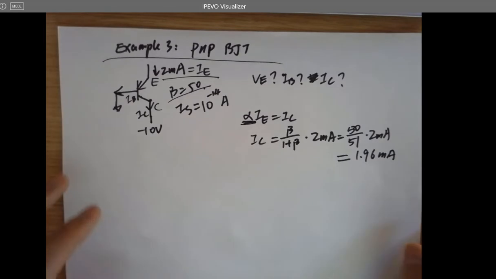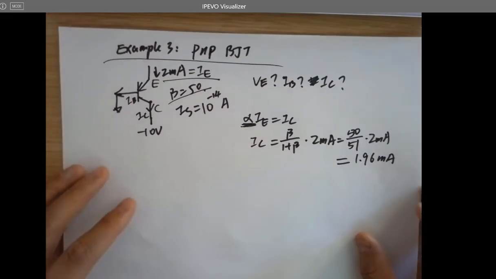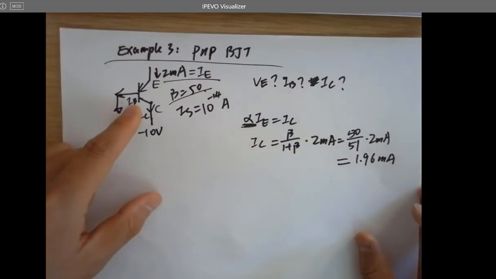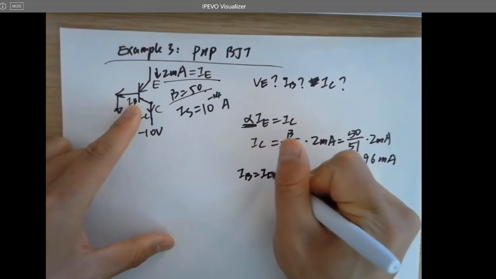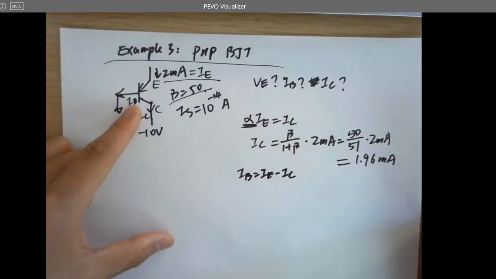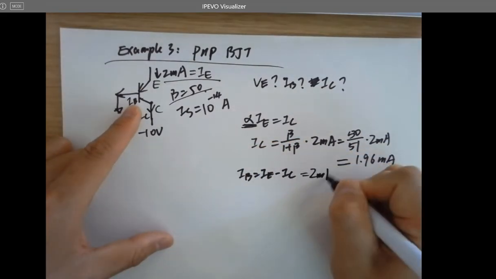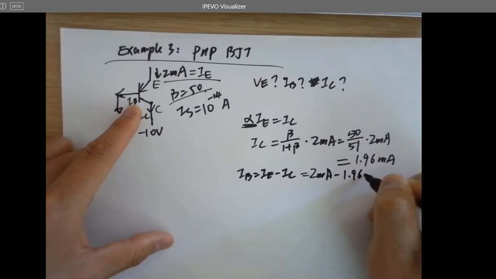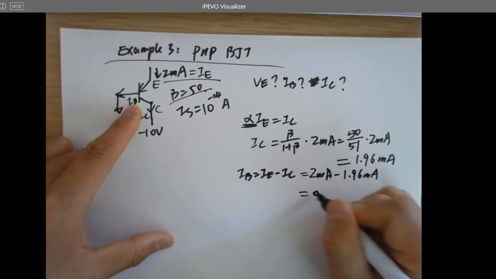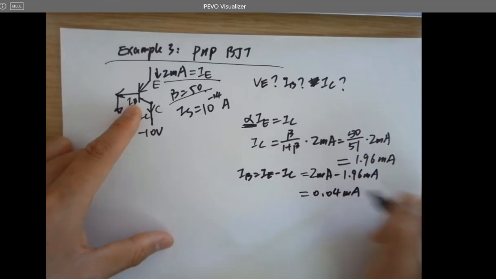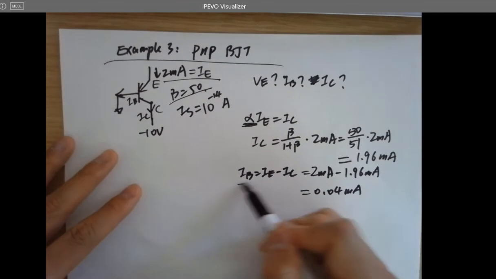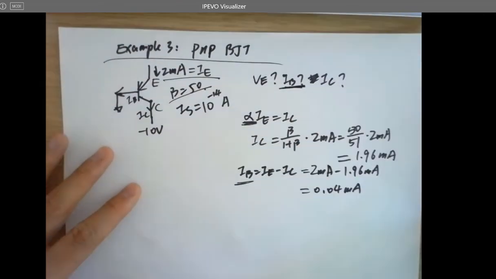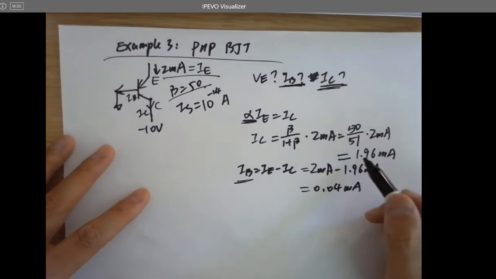So got IC. If you know IC, can you get IB? Yes, because IB equals IE minus IC, which is 2 milliamps minus 1.96 milliamps, which is 0.04 milliamps. So IB is calculated, and IC is done as well.